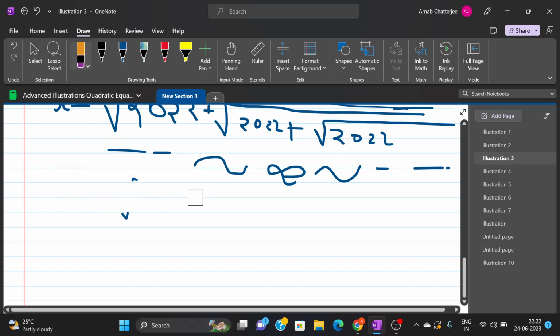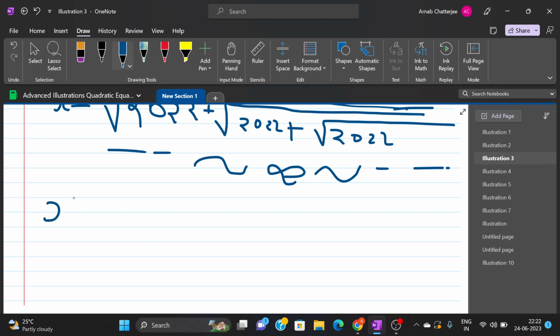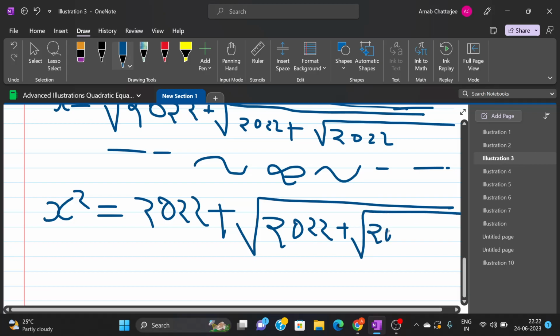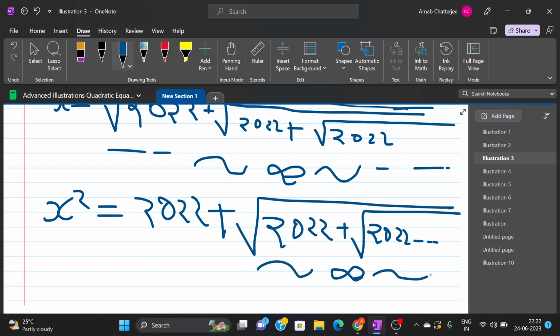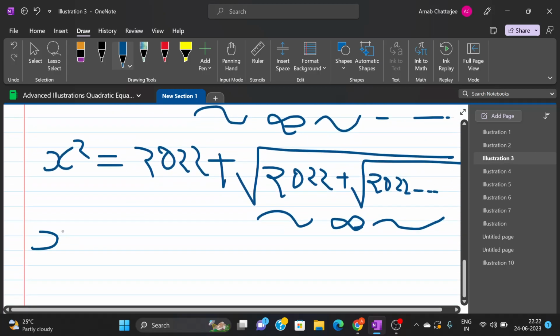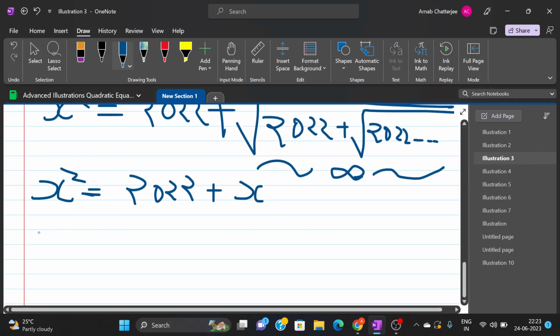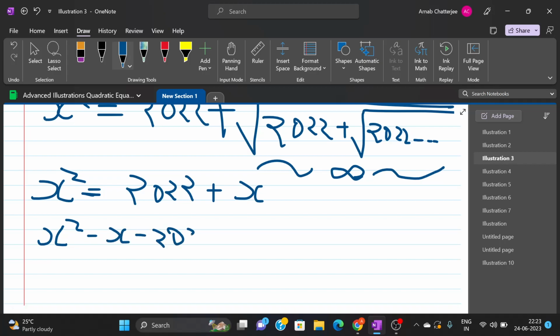So we can take a square on both sides. So now our x square is nothing but 2022 plus this infinite expression. So this becomes x square equal to 2022 plus x. So now I have the equation x square minus x minus 2022 equal to 0.